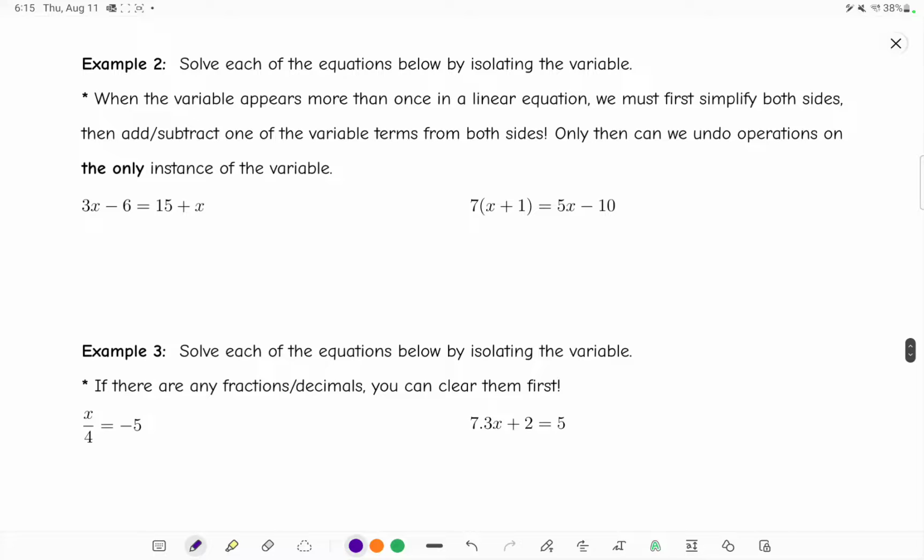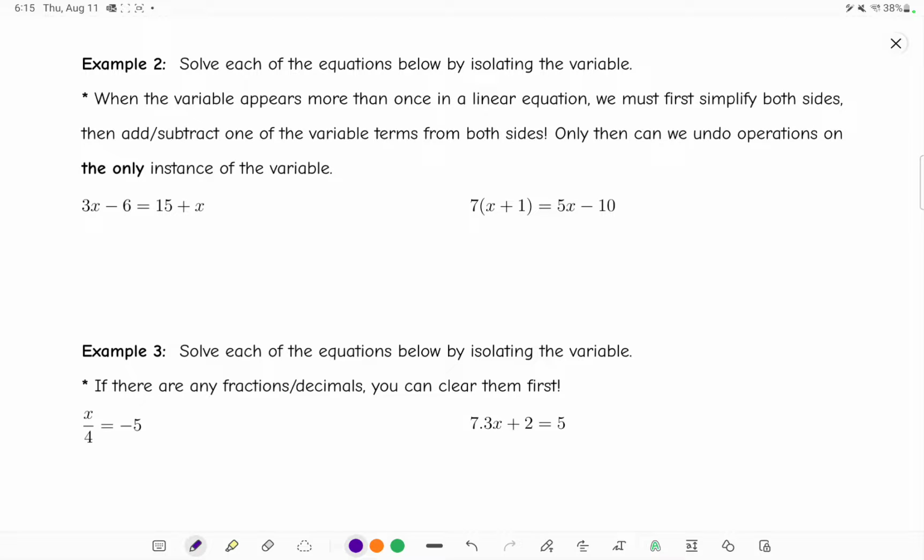Example 2, solve each of the equations below by isolating the variable. When the variable appears more than once in a linear equation, we must first simplify both sides and then add or subtract one of the variable terms from both sides. Only then can we undo the operations on the only instance of the variable. In other words, you need to get the variable on one side first before you try to isolate it.